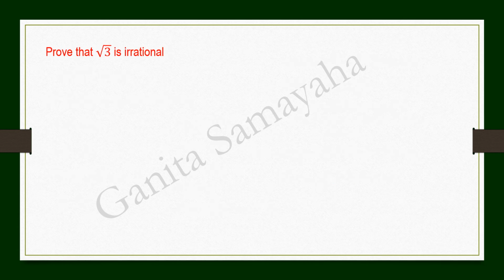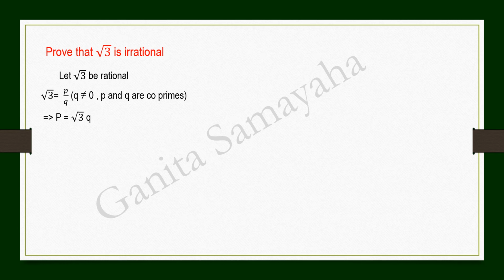We'll now prove that root 3 is irrational. We proceed on the same grounds. So, we consider root 3 to be rational. Okay. So, if root 3 is rational, we know we can write it as the form P by Q. So, root 3 is equal to P by Q, Q not equal to 0, P and Q are co-primes. The same statement. Now, we simplify this. And we get P is equal to root 3 into Q, which means P squared is equal to 3Q. P squared equal to 3Q means 3 divides P squared. So, 3 also divides P.